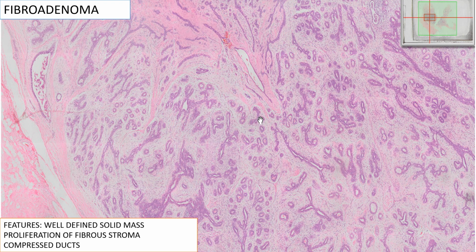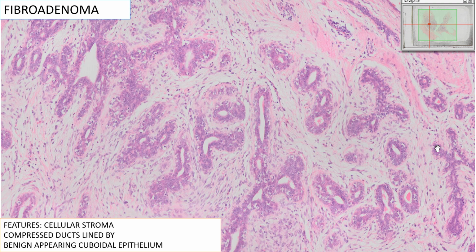Under the microscope, fibroadenoma is also true to itself. You see the fibrostroma component, which compresses the ducts. The ducts are lined by benign-looking cuboidal epithelium. So these are the ducts. As you can see, they are somewhat compressed, and so you see different shapes of these ducts. And the stroma, as you can see, is hypercellular.